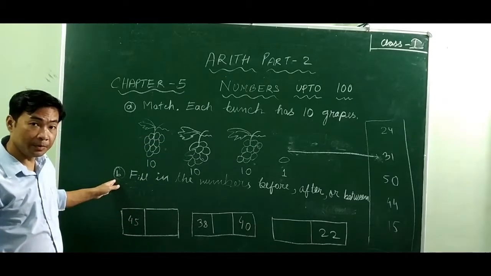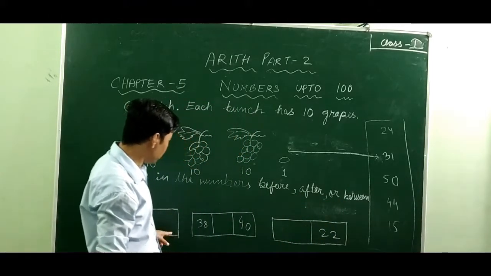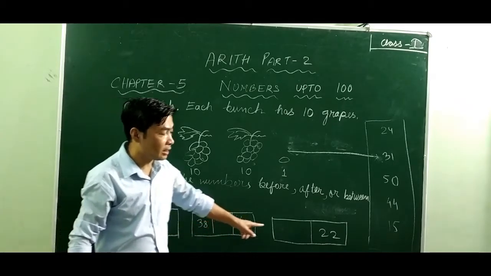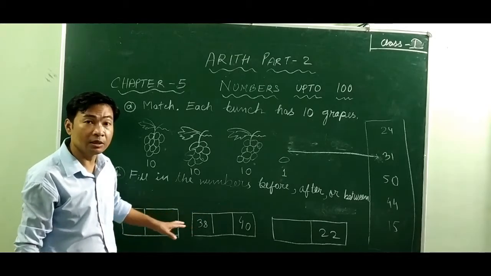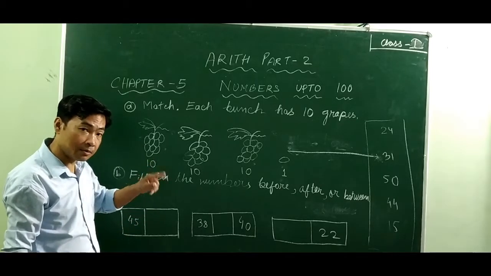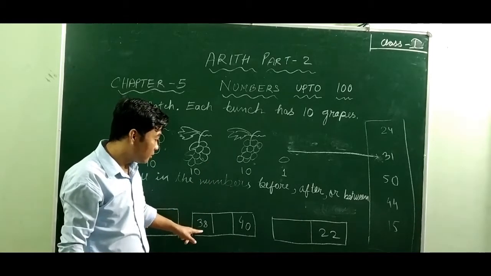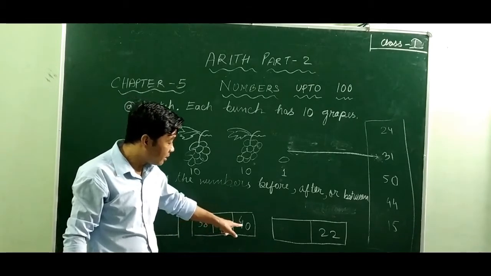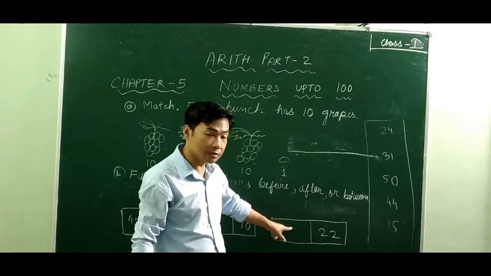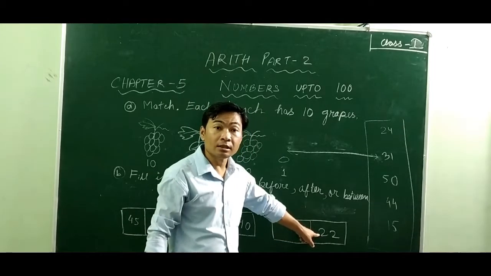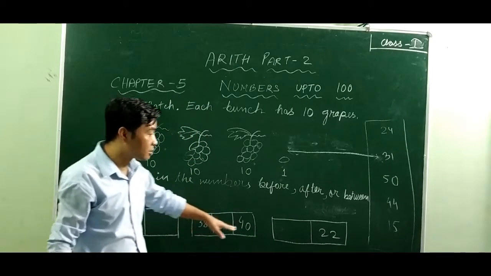Now let's come back to question number B. Fill in the numbers before, after or between. So 3 questions are given here: 1st box, 2nd box and the 3rd box. But what you see here is that the digits written in these boxes are in different places. In the first box, the number is written in the first box. In the second box, there are 2 numbers written, one in the first box, the second box is empty, and the third box has a number written. In the third box, the first box is empty, but a number is written in the second box. So we have to fill in these blanks. These empty boxes we have to fill with numbers.